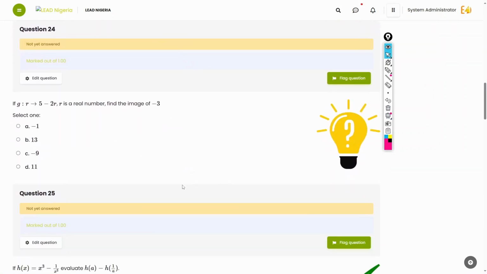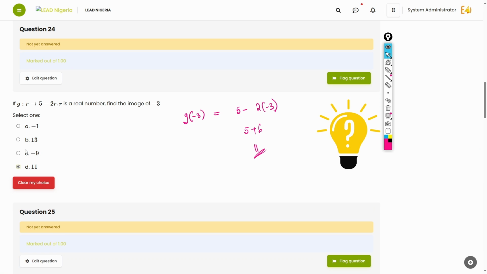All right. So this is G of x is 5 minus 2x. Find the image of that. So this is what image just means, the Y value, right? So the image of -3 is the Y value when X is -3, right? So basically this is just asking for G of -3, simple, which would just be 5 minus 2 bracket plus 3. Yes, so that'll be 5 plus 6, that'll be 11. So the correct option to this is D.